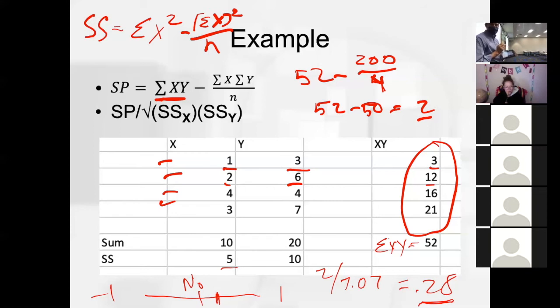Ketriel says, remind me where you got 7.07 for the last equation. So 7.07 came from this, right? I took the sum of squares x, which in this case was 5. I multiplied it times the sum of squares y, which in this case was 10. So that gives me 50. And now I'm taking the square root of 50, and the square root of 50 is 7.07.